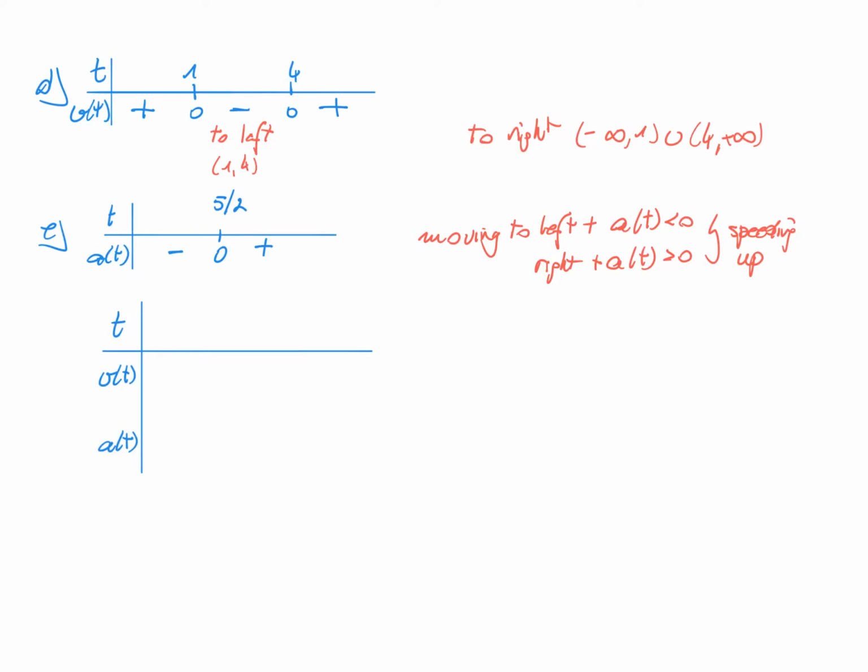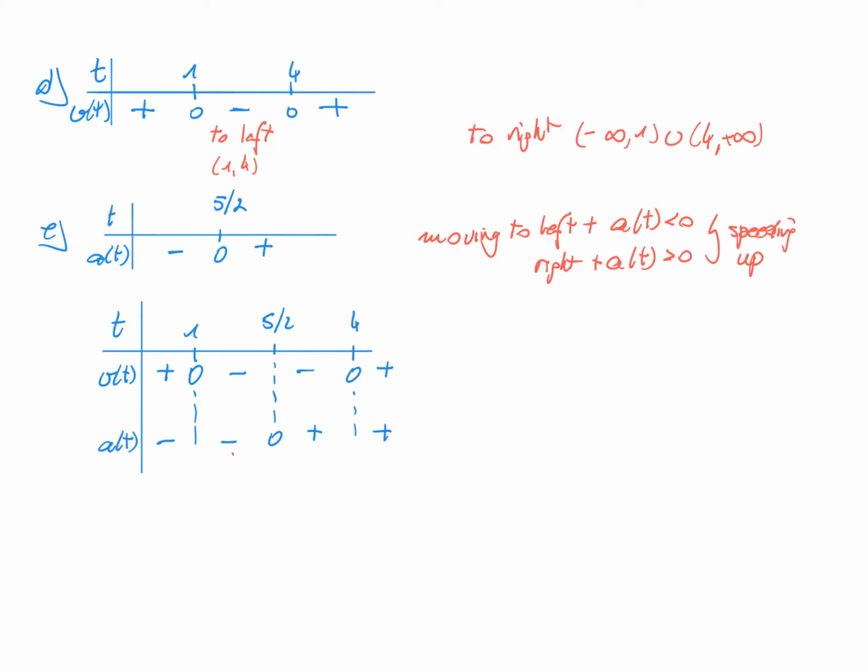We have three important points, so the point 1, point 5 over 2, and the point 4. We know that v of t is 0 in 1 and 4. We know that a of t is 0 in 5 over 2. We plug in the values, so here this was positive, negative, negative, and positive. And for a of t we had negative and positive on the right side. We then said before that if they have the same sign, so if they are reinforcing each other, then we have speeding up, else we have slowing down.